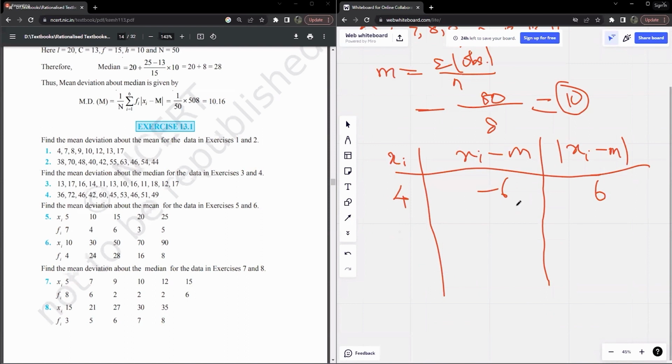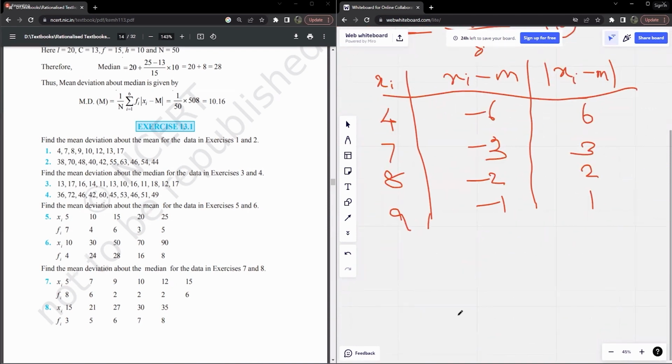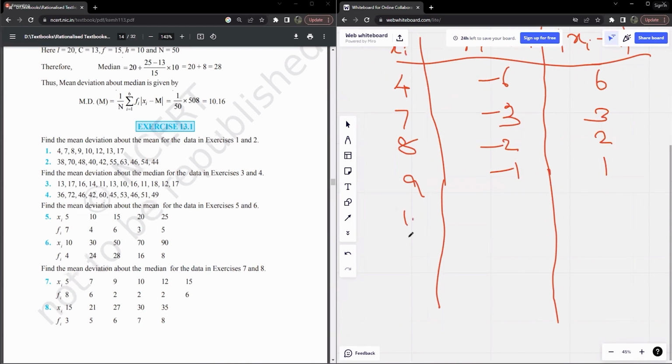Similarly, this is a 7. I'll have a minus 3 over here, and this is going to be plus 3. This is going to be 8 and 9. This is going to be minus 2 and minus 1. So over here it's going to be 2 and 1, right? Extending the table: 4, 7, 8, 9, 10, 12, 13, and 17.